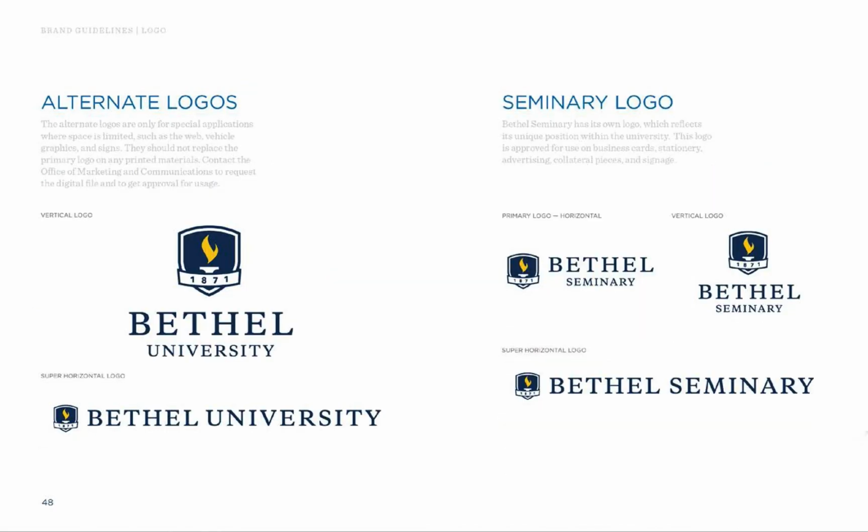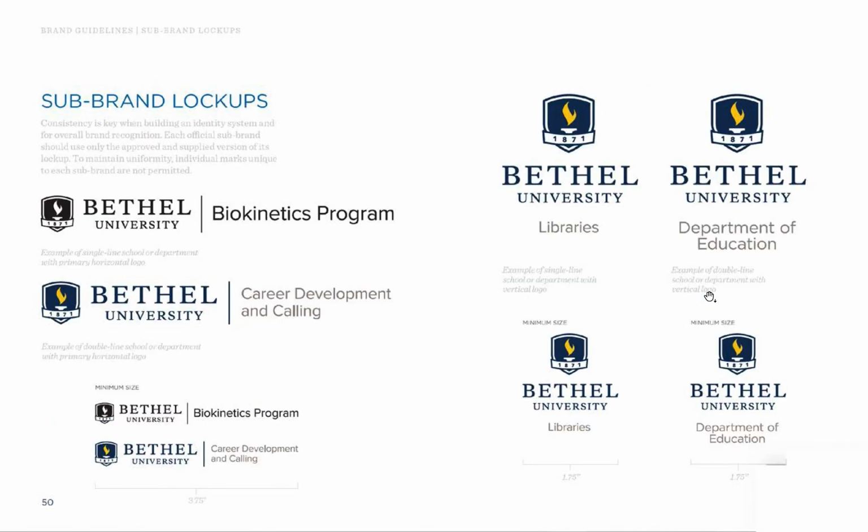There are alternate logos. There is a vertical. This surprises me. I didn't realize there was a super horizontal. In the past, their horizontal was Bethel University stacked. So that's a new version I hadn't seen yet. But they do have a seminary logo. They have a few other sub-brand lockups.